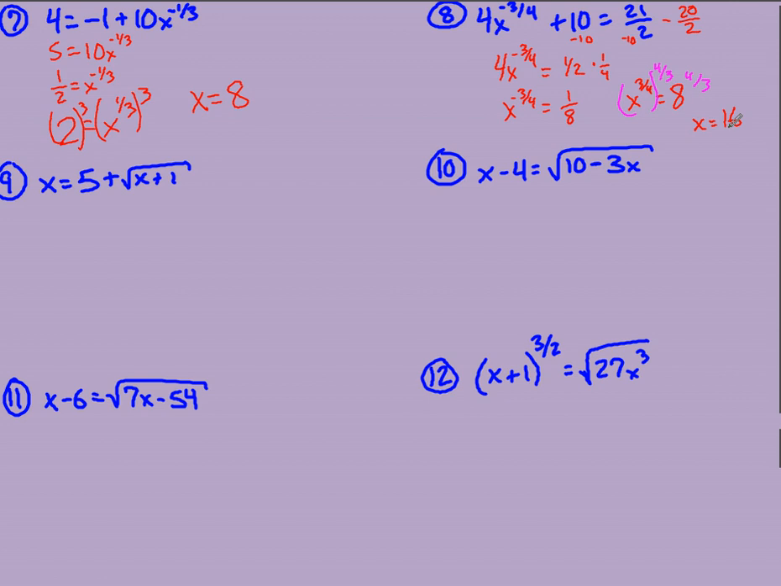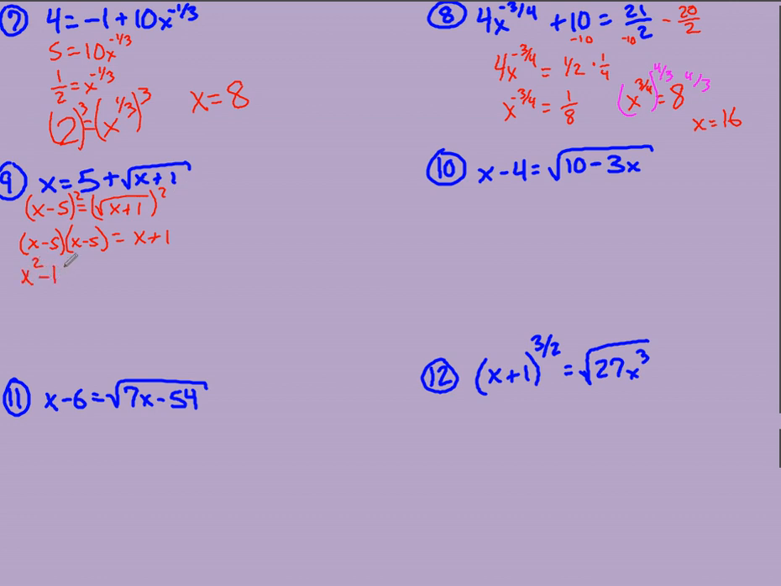Alright, 9 through 12 are the biggest issue for extraneous roots. First, get the square root part by itself. In number 9, we need to subtract 5 from both sides to do that. So I have the square root of x plus 1 equals x minus 5. Now square both sides. When I square both sides, that really means this is x minus 5 times x minus 5 equals, now when I square this side here, just x plus 1.